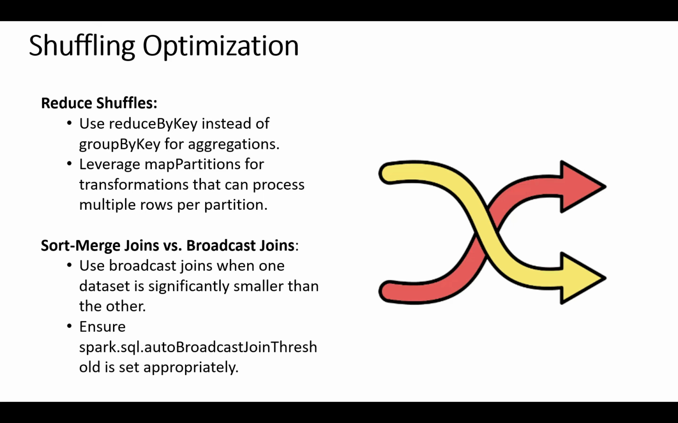Then another important thing is shuffling optimization. What is shuffling optimization? First of all, as I have been saying, one of the most important things to keep in mind is to avoid shuffles across the network. That is a very expensive operation. We cannot avoid shuffles absolutely. There will be shuffles, but we want to minimize them. So how do we reduce shuffles? There are certain things we can do.